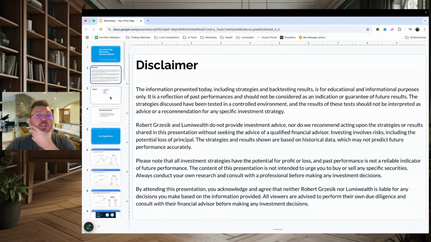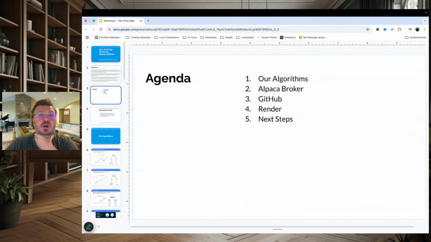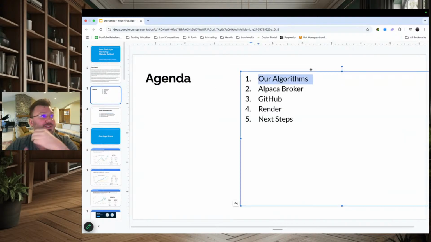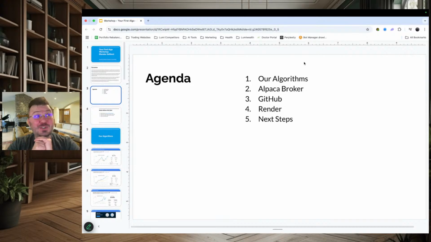And here's our agenda for today. First thing we're going to do is talk about our algorithms. I'm going to show you some of the stuff that we have. I think you're going to find it very interesting. We'll talk about one of the brokers that we're using today. We're going to be using Alpaca today, but that doesn't mean you can't use other brokers. We do connect to a bunch of different brokers, Interactive Brokers, Tradier, Coinbase, KuCoin, a bunch of different crypto brokers. There's a lot that we connect to.